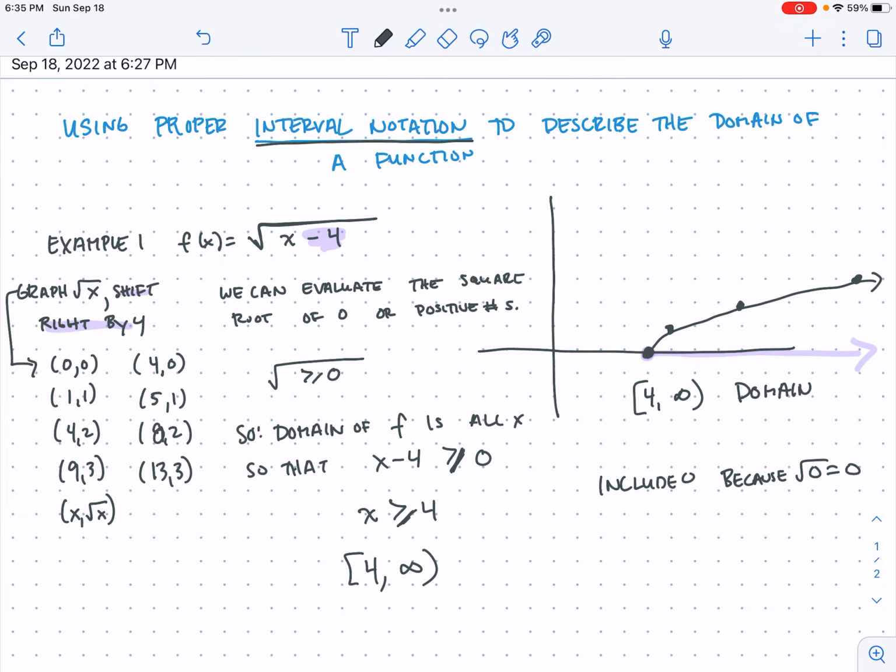So the inclusion here came from the fact that what's underneath the square root could be bigger than 0, but it could also be equal to 0.